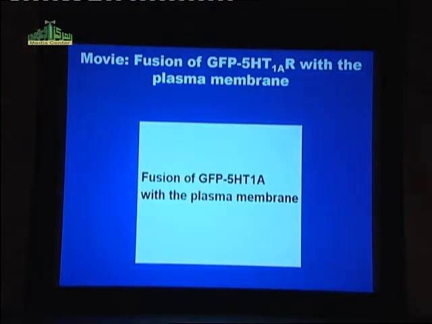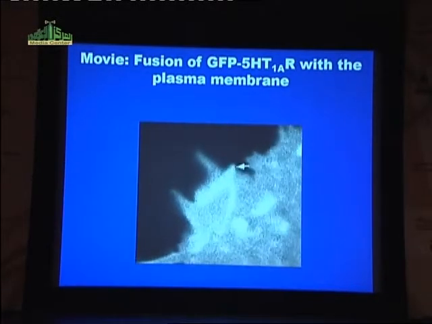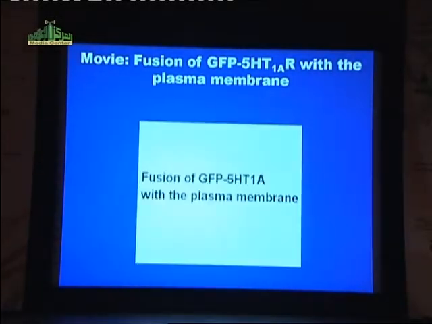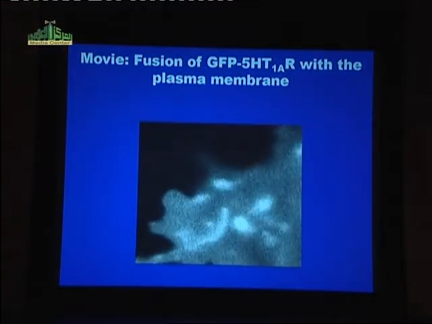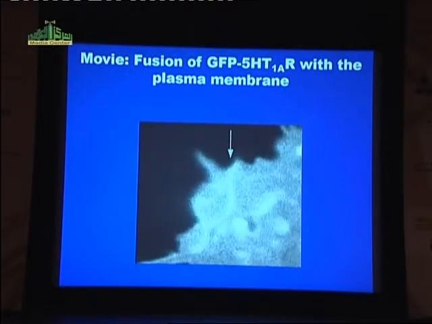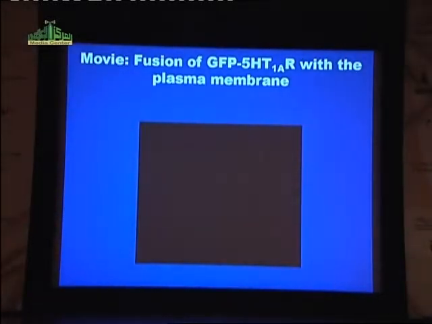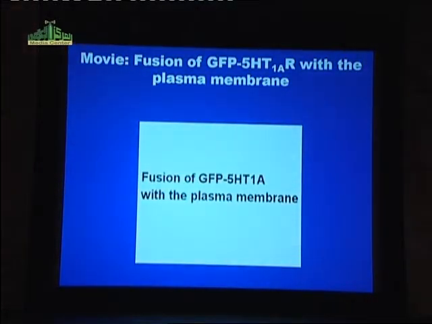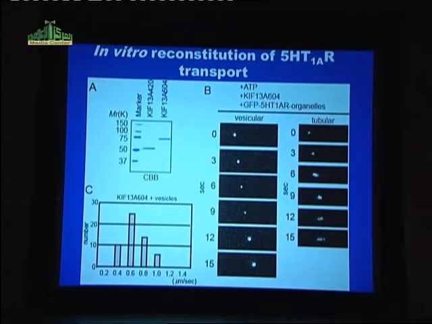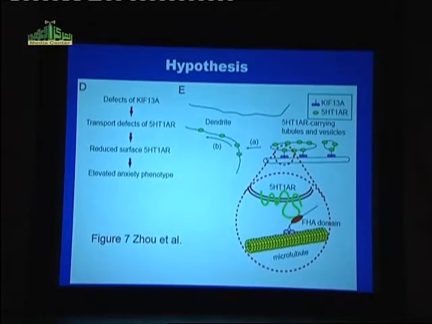This movie clearly shows the movement of the serotonin receptor in wild type neurons. It's incorporated in the plasma membrane. And we can reconstitute the transport of serotonin 1A receptor by KIF13A with ATP along microtubules in vitro. So this is the conclusion.